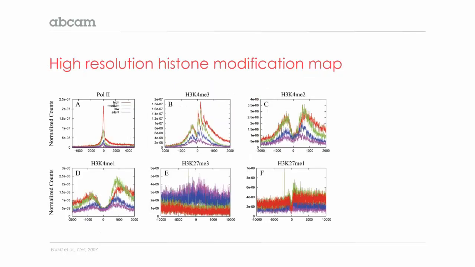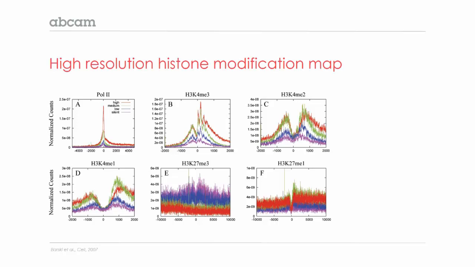To show how powerful ChIP is, I'd like to show this figure from the same publication. Here the authors created a high-resolution map of histone modifications on a genome-wide scale. They correlated histone modifications and several other proteins, such as RNA polymerase II, in around 13,000 genes in resting human CD4-positive T cells whose expression levels are known. They separated the genes into groups based on their expression levels, either high, medium, low, or silent genes, as indicated by the different colors, and aligned them relative to the transcription start sites.